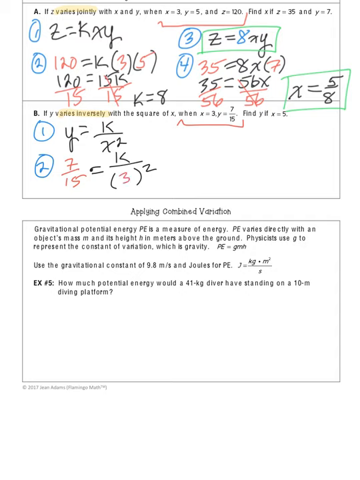And so if I were you, I would solve this as a proportion. So I've got 15k is equal to, and then this is 9 times 7 is 63. And so then divide by 15.